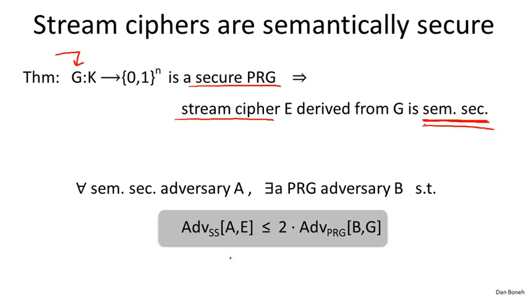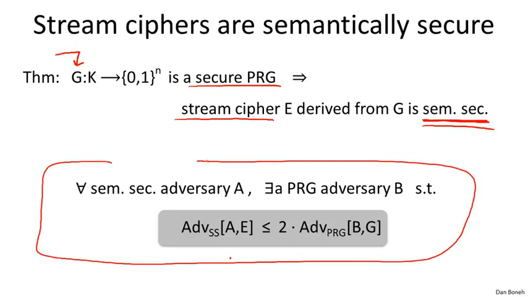What we're actually going to be doing is proving the contrapositive. What we're going to show is the following. So we're going to prove this statement down here, but let me parse it for you. Suppose you give me a semantic security adversary A. What we'll do is we'll build a PRG adversary B that satisfies this inequality here.